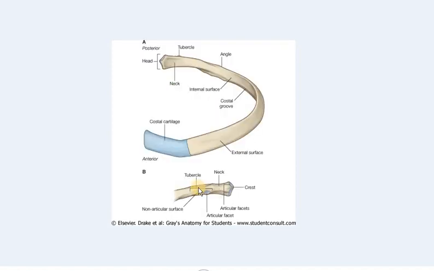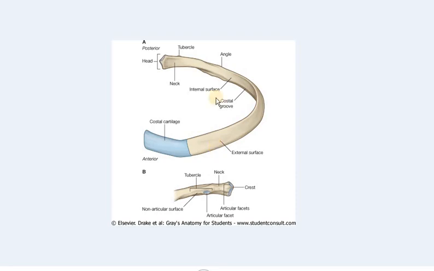So what are the features of a typical rib? In this picture you can see a typical rib. A typical rib has a posterior end and an anterior end. The anterior end of a typical rib continues with the costal cartilage. Besides the posterior and anterior ends, there is a shaft of the typical rib. You can see that the shaft of a typical rib is very much curved.